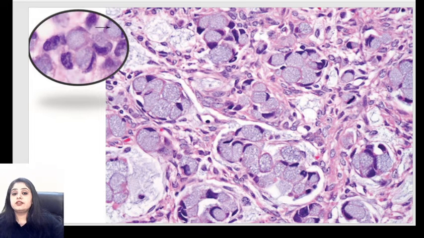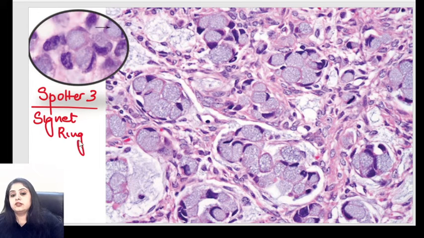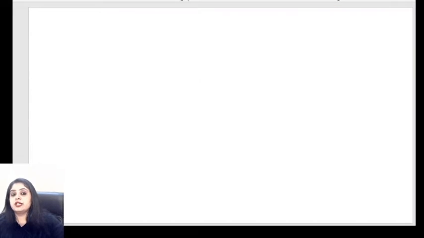Again, something which I gave as a spotter. I gave you the low power of it, I gave you the high power of it, and I did not give you any history because genuinely it's a classical spotter which you should have picked up without any history. So what are these? These are known as the signet ring cells, and first I want to draw a signet ring cell and actually explain what happens in it. So let me first draw a normal cell.